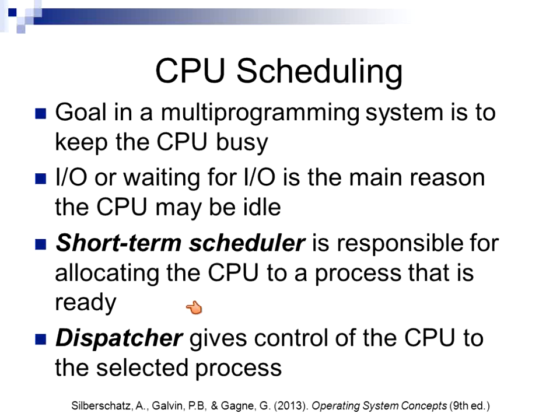The short-term scheduler is responsible for allocating the CPU to the process that is ready. Okay, so if it's ready to run, it's given the CPU. The CPU is a resource just like memory and disk and the other resources on our computer. So we talk about allocating the CPU to a process, which simply means that that process can be run on the CPU.